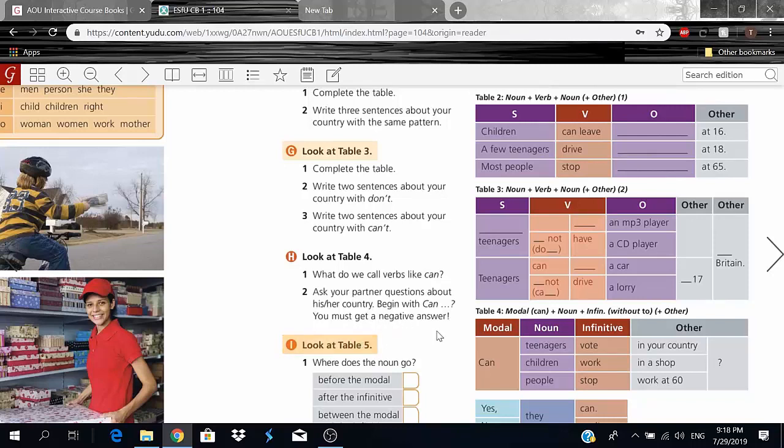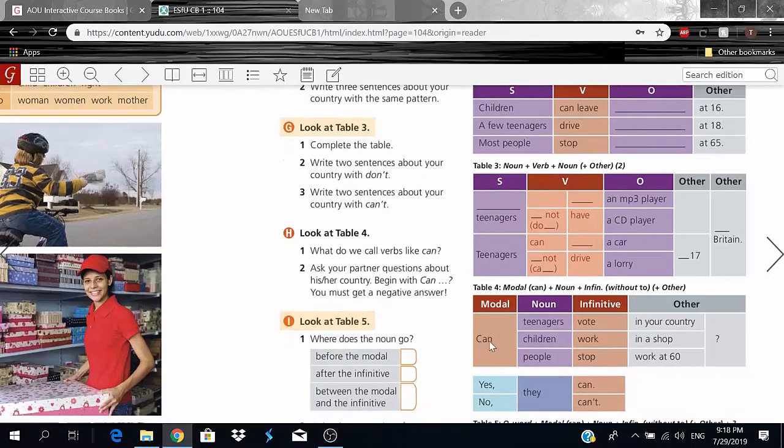So we have can. You guys remember can? We talked about it. I think it was unit 4. So you can always go back to understand more about can. So can and cannot. Can teenagers vote in your country? It's a question. If I start with can, then you should know it's going to be a question, right? So can teenagers work, for example, in a shop? Or can people stop work at 60? Can people work in a shop? I know these can be weird questions, but they're correct nonetheless.